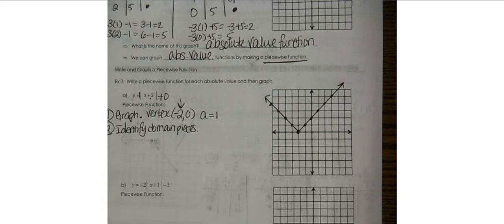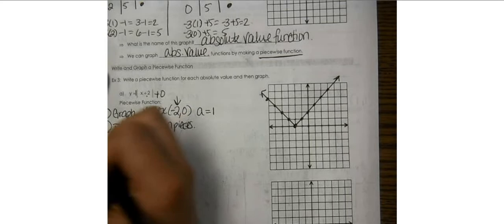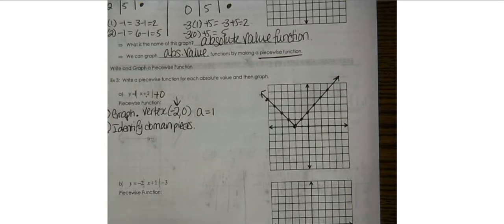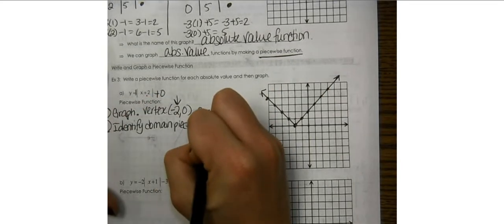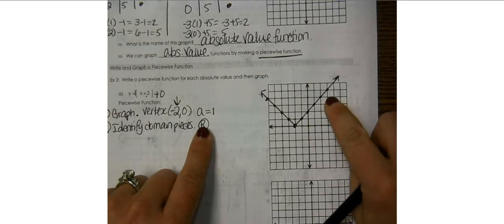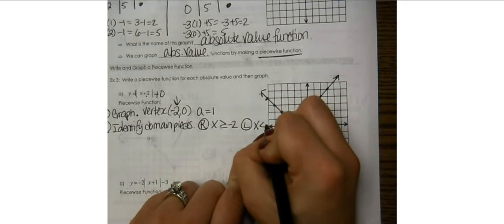So our domain pieces are going to be where x is greater than or equal to negative 2 and x is less than negative 2. It doesn't matter which one has the equal to symbol as long as one has an equal to symbol and the other one doesn't. So my domain pieces are going to represent the right-hand side, and in this case the right-hand side of the graph represents all of the values of x that are going to be greater than or equal to negative 2, and the left-hand side of the graph, which is all of the values of x that are going to be less than negative 2. And I got negative 2 based on the x part of my vertex because that's where my domain is.